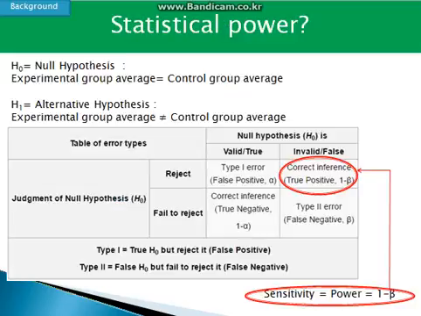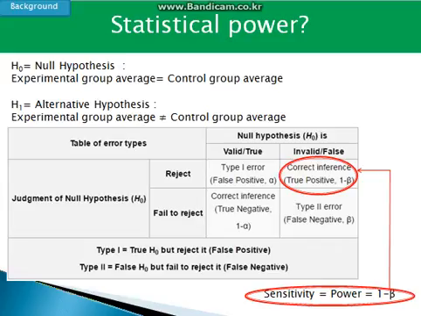In the hypothesis test, the researcher assumes a null hypothesis and an alternative hypothesis, and rejects or accepts the null hypothesis as valid or invalid. Type 1 and type 2 errors appear at this time. The probability of rejecting a null hypothesis when it is wrong is called sensitivity, the same as power.